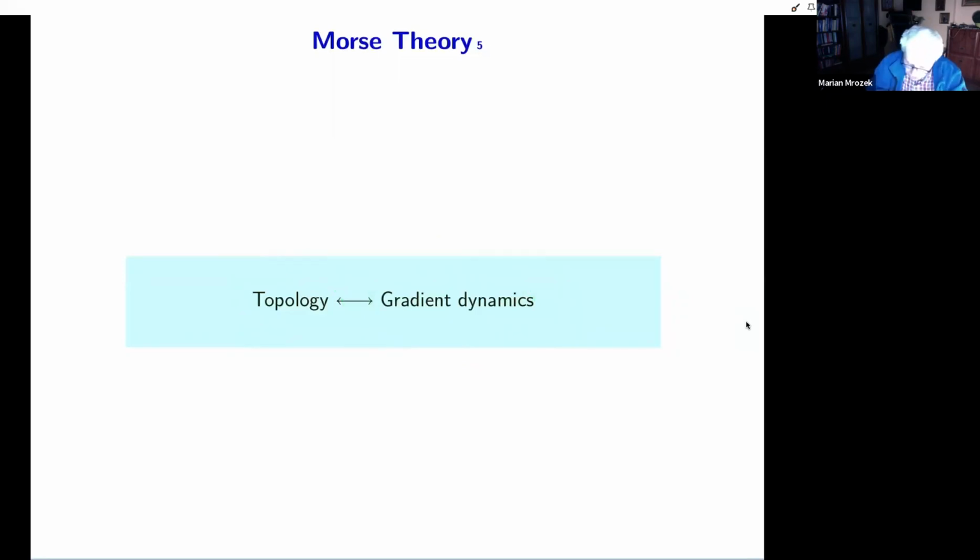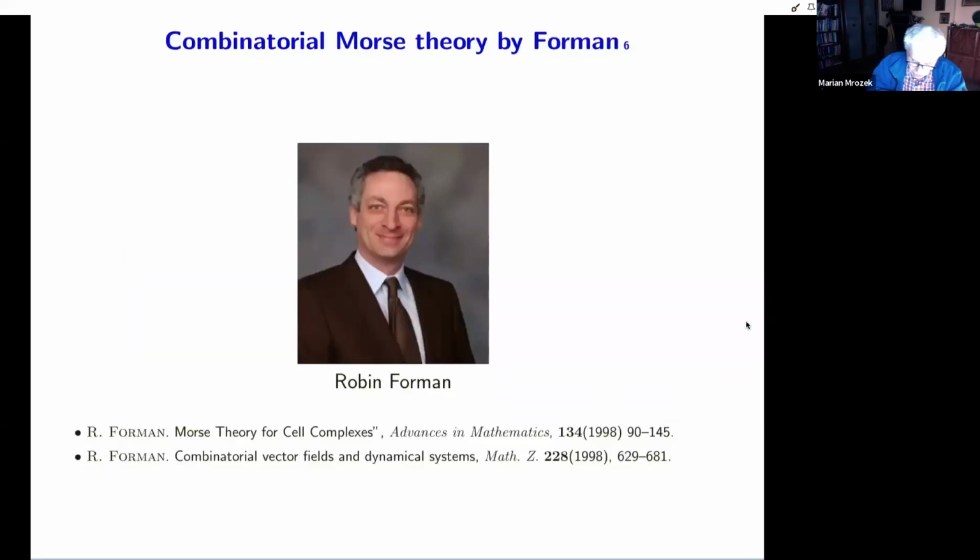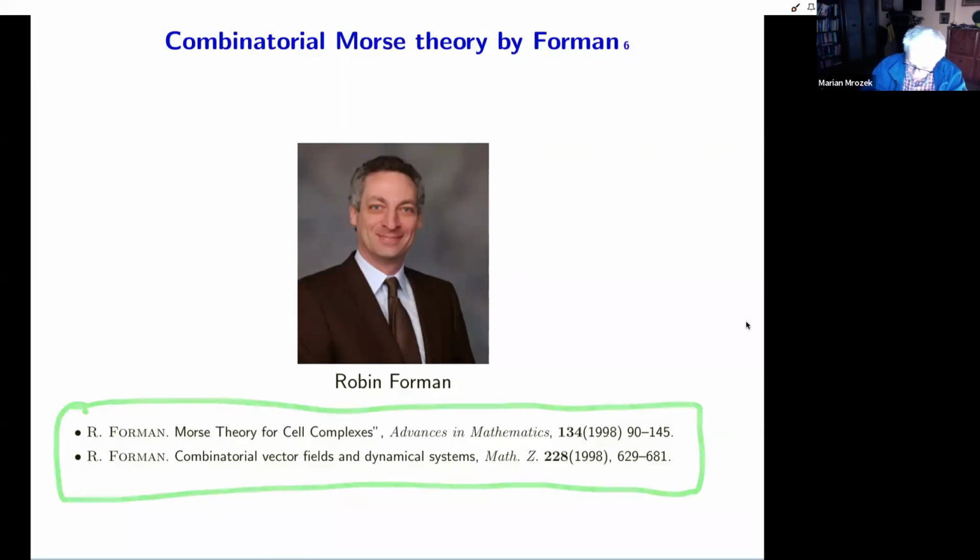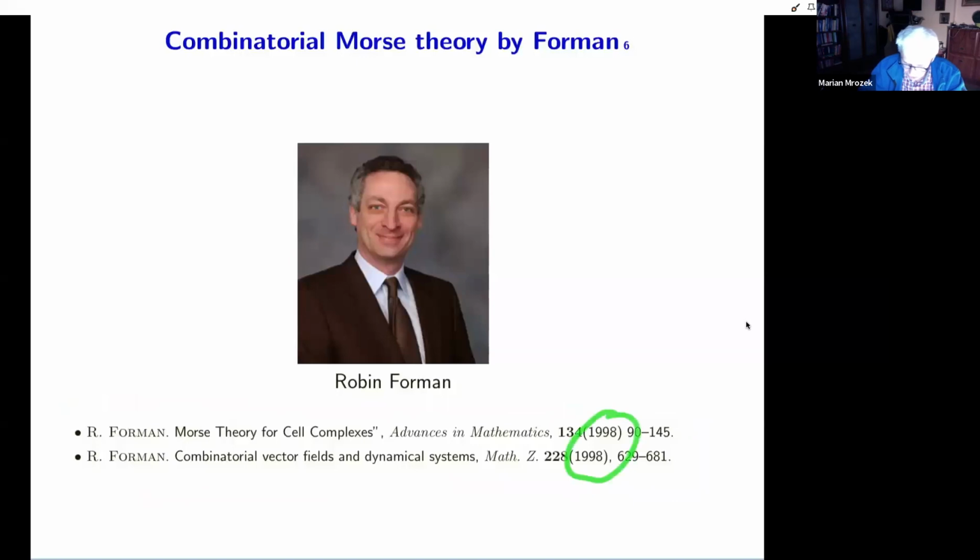But the big question now is: is it possible to do a purely combinatorial version of it? And Robin Forman gave a positive answer. He wrote a series of like 6 or 7 papers on this subject. Here are his main 2 papers. They were both at the very end of the 20th century. And I want to briefly present his main ideas, which will be useful for us.